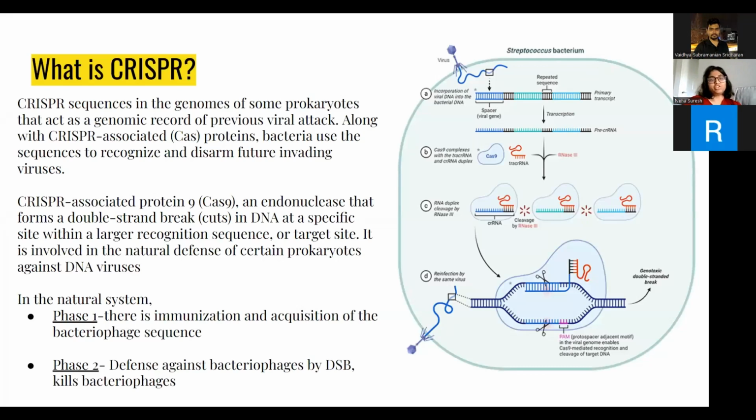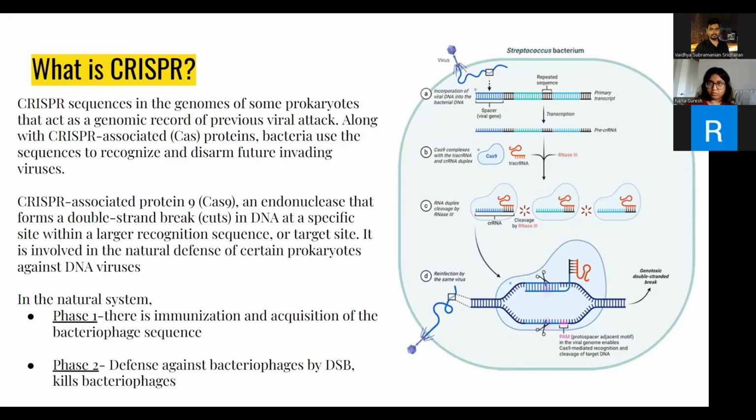CRISPR sequences are found in the genomes of some prokaryotes, which are usually single-celled organisms, mostly bacteria, and act as a genomic record of a previous viral attack. The beauty of the system is that even after a bacteriophage attack has taken place, it not only creates that double-stranded break and renders the bacteriophage DNA completely incompetent, it also keeps a record of the virus attack so that future attacks can be mitigated. In its own sense, it is a bacterial defense system.